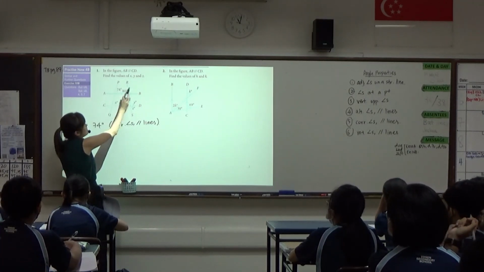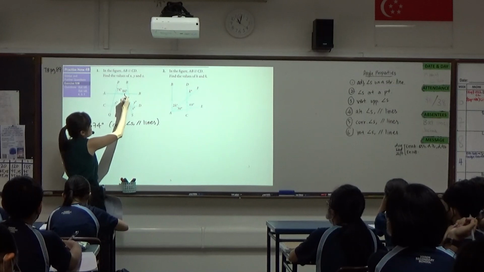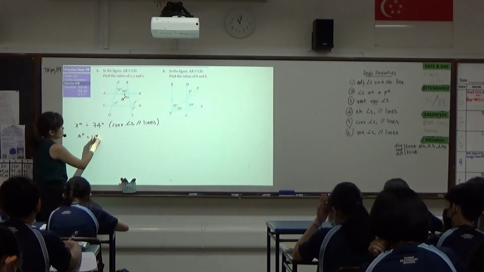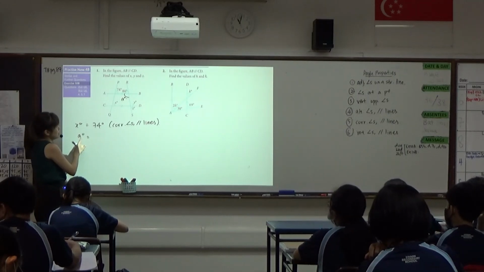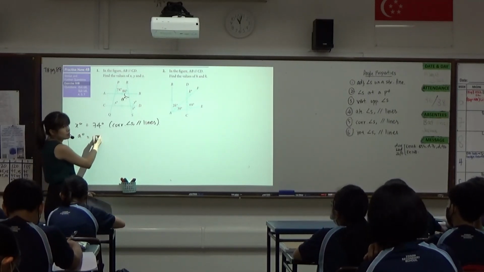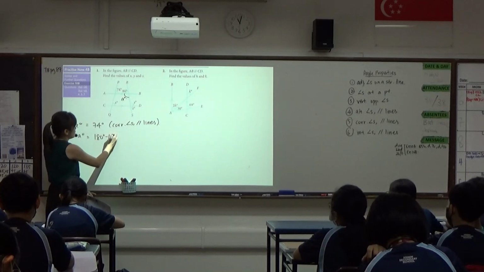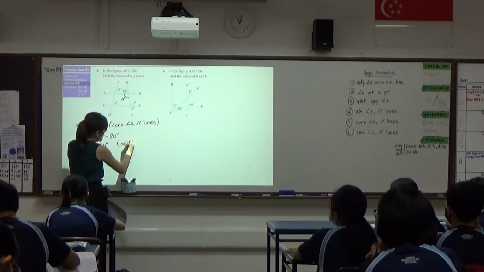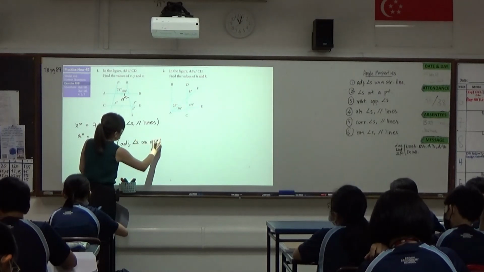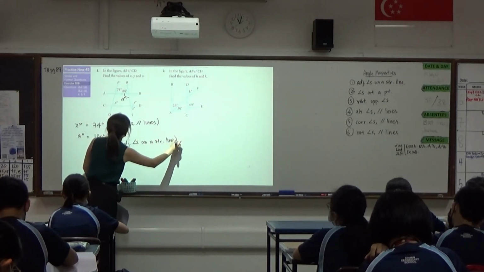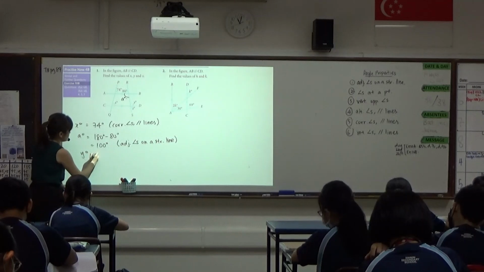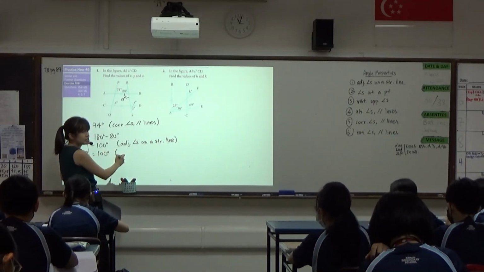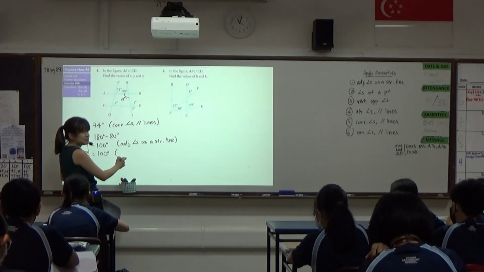Okay, let me call this angle A. Then angle A equals 180 minus 80, which is 100, and the reason is adjacent angles on a straight line. Then we can find y, and that equals 100 because of the Z shape.